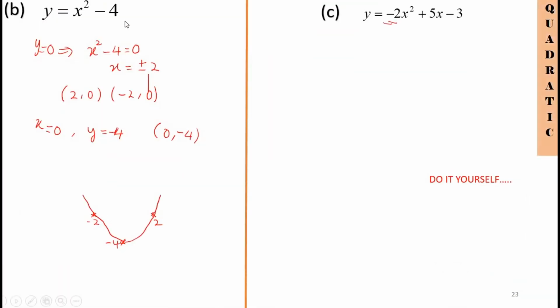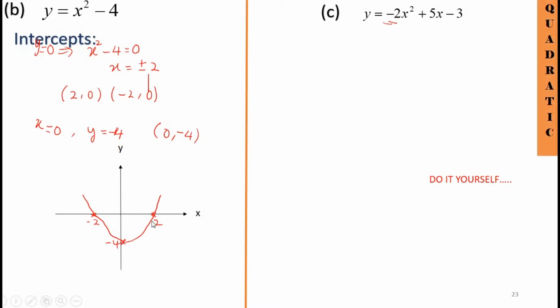Next, you want to sketch the graph of a quadratic function. Let's say we have y is equal to x squared minus 4. First, you must find the intercepts. How to find the intercepts? Just substitute in y equal to 0 and x equal to 0. When you substitute y equal to 0, you get x is equal to plus minus 2. Therefore, the x-intercepts are (2, 0) and (-2, 0), while the y-intercept is (0, -4) when you substitute x by 0.